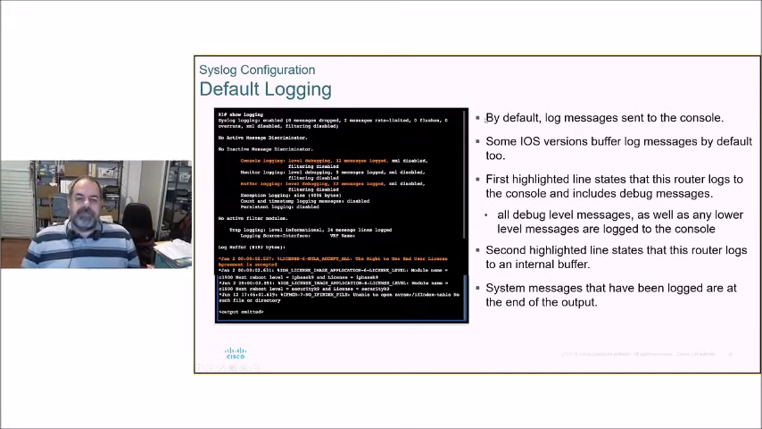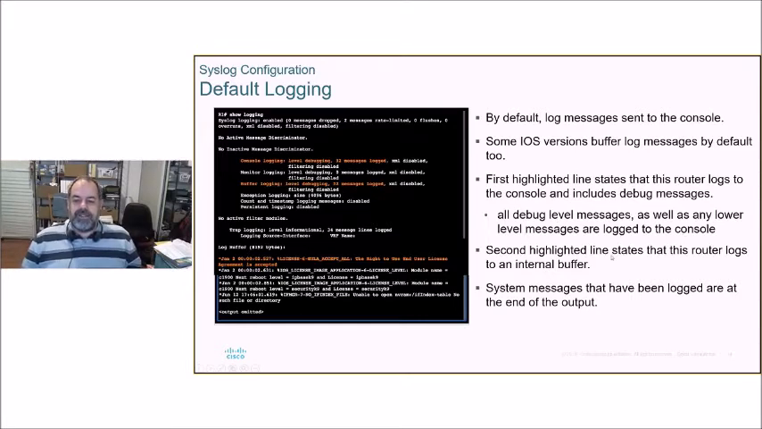So as I said, by default, log messages are sent to the console. Some iOS versions buffer log messages by default too, and so the first highlighted line states that this router logs to the console and includes debug messages, and so that's level debugging, so that's all messages are going to be there. All debug level messages, as well as any lower level message, are logged to the console.